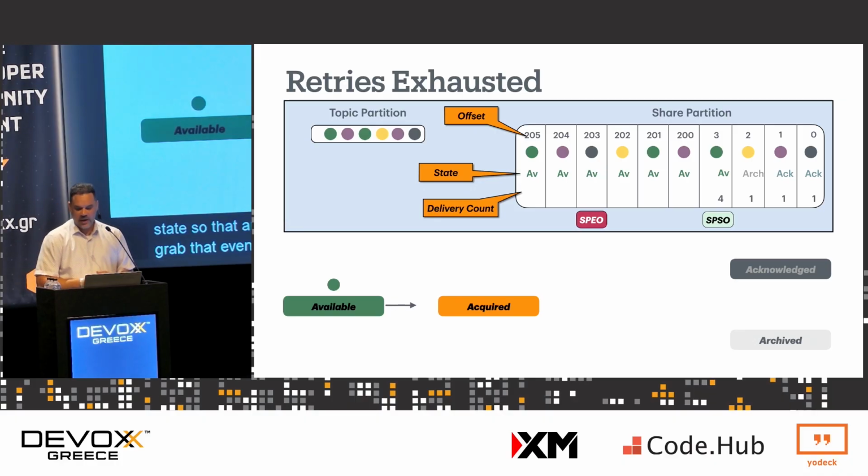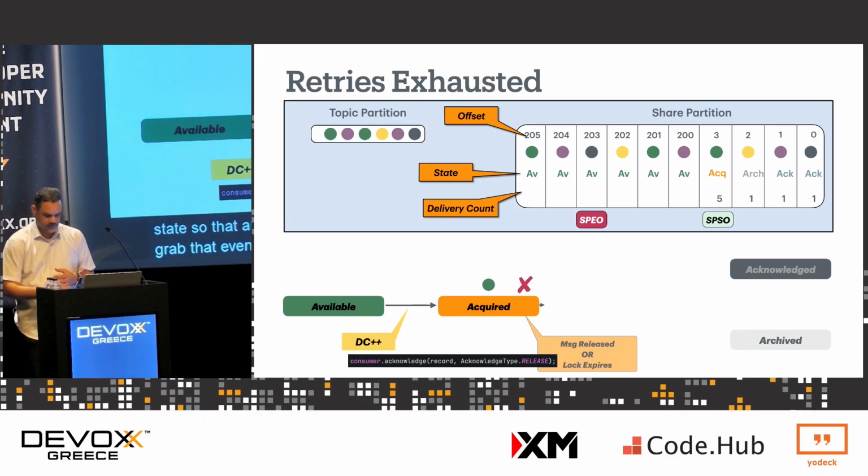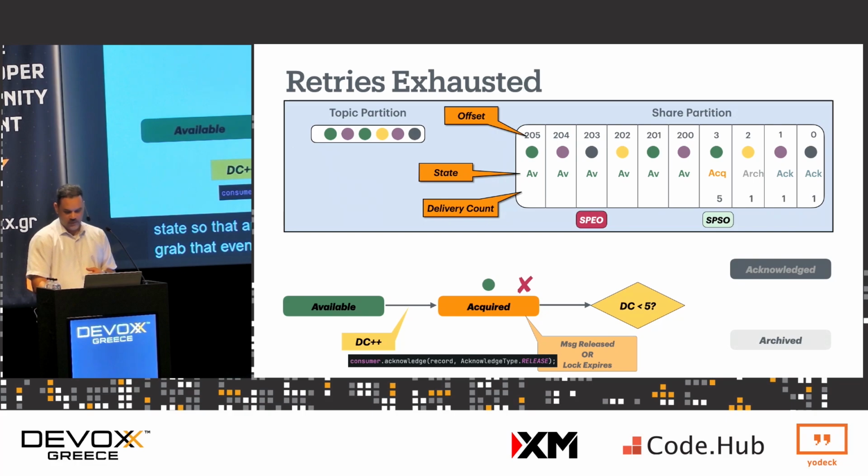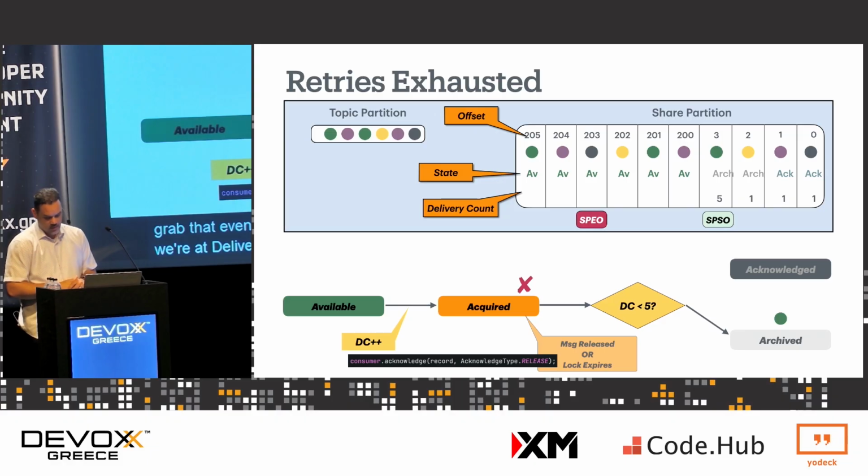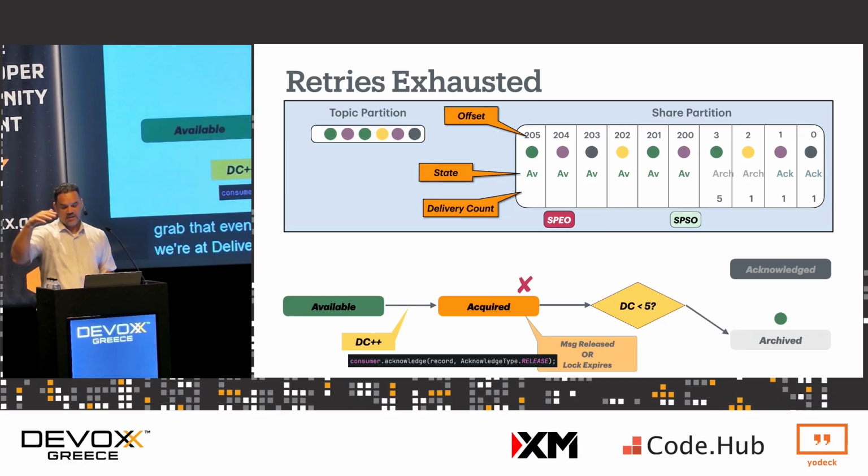So what happens when we exhaust our retries? Well, now we're at delivery count of 5. 5 is not less than 5. And what happens on the broker side is it archives that event and moves us forward. Sorry about the spacing. I was playing around with that at 12 o'clock last night.